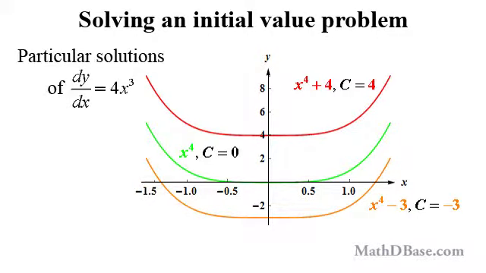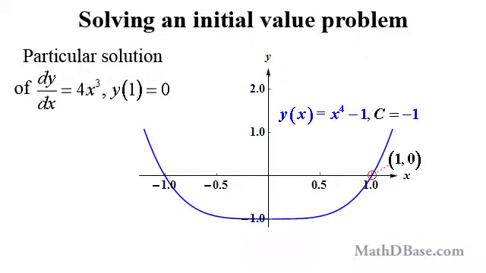Graphically, the solutions of dy/dx equals 4x cubed can be represented by the entire family of basic quartic curves, each one a particular solution of an initial value problem. The equation of the curve representing the solution of this initial value problem is y of x equals x to the fourth minus 1.